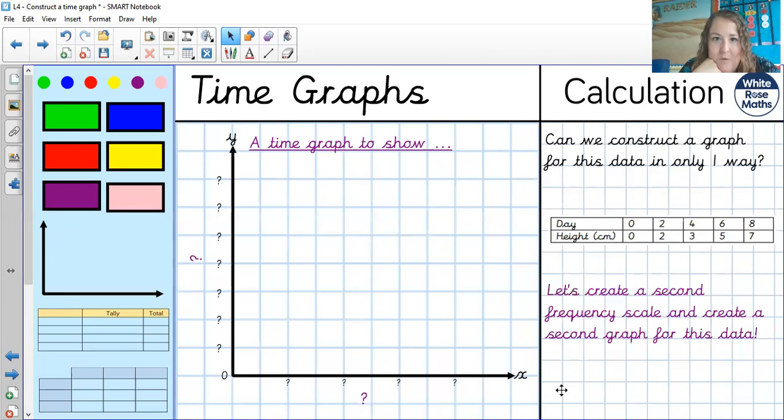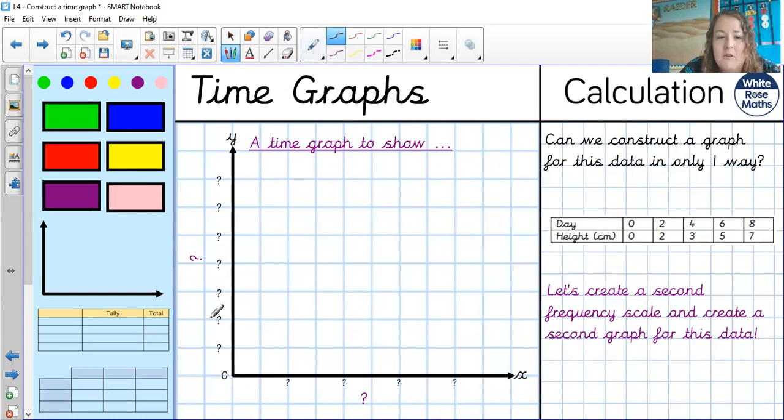We could construct a second one, and I could model to you how to do a second one. And now I'm not going to for now, but just have a look at this data here, 0, 2, 3, 5, and 7. I didn't have to do it just using ones. So I could just very quickly model that if I'd have chosen the 2 times table, for example, so the 2, 4, 6, 8, 10, and I don't actually need to go higher than that because my last height is 7. And my days would be the same down here, 0, 2, 4, 6, 8. I can very quickly map the data just on a smaller scale.